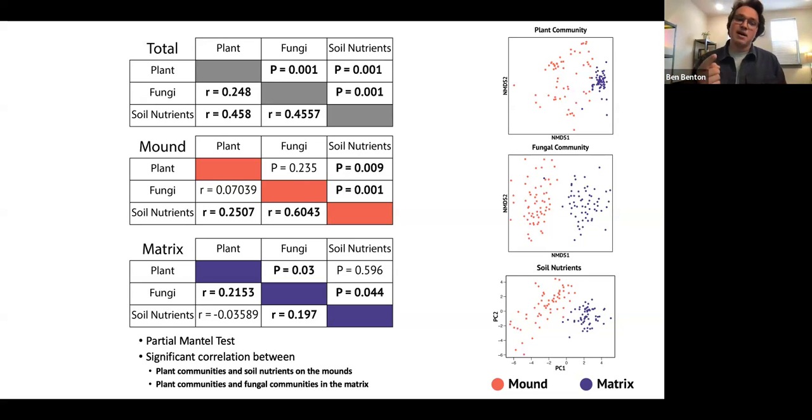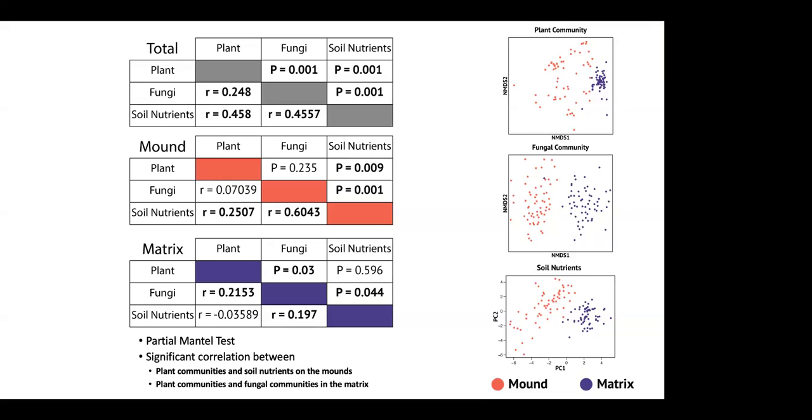And across both the mound and the matrix sites, we see that the more similar the soil nutrients are, the more similar the fungal communities are. There's a correlation between the fungal community similarity and the soil nutrient similarity. So that's a little confusing, but basically they swap from the plants being associated with soil nutrients on the mound to fungal communities in the matrix.